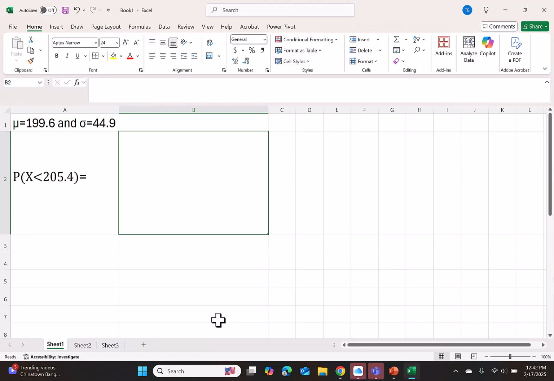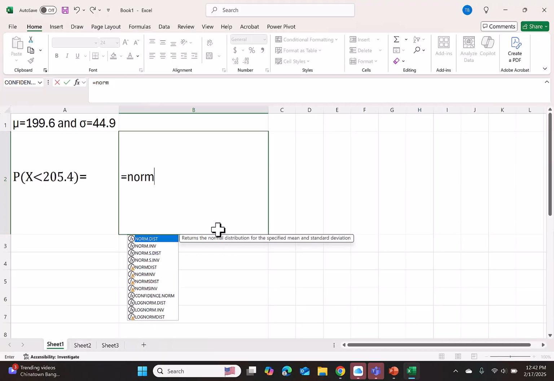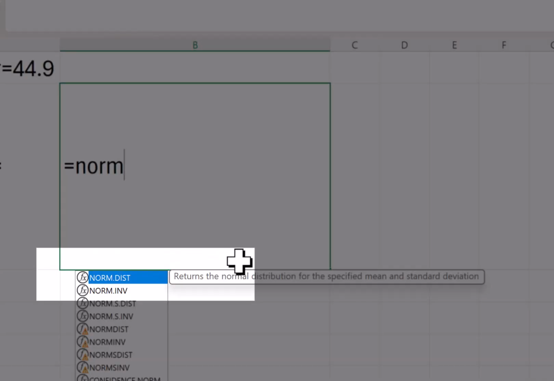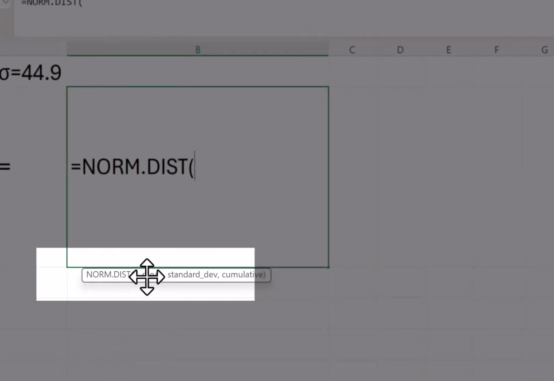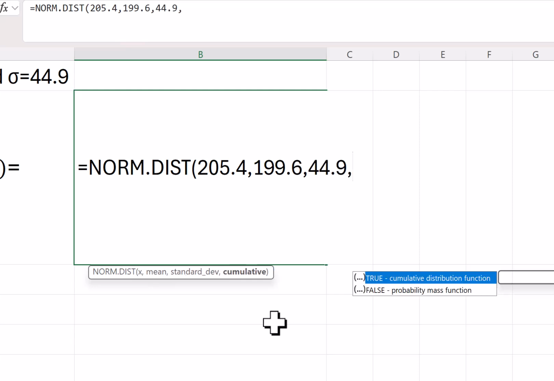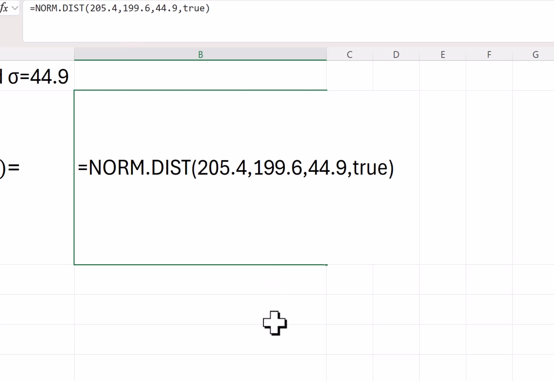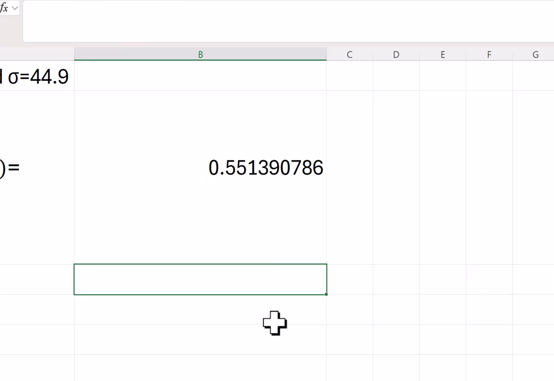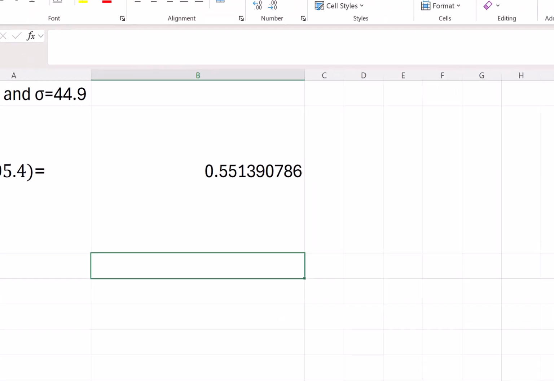I brought over all of our information so it's easy for us to look at. I'm going to go into this blank cell and type equals. I start typing norm and I can see below norm.dist comes up, so I'm going to double click on it. Then I need to put in my 205.4, the 199.6 mean, the 44.9 standard deviation, true to get the cumulative probability. When I push enter, it says 0.55139. I'm going to call that 0.5514.